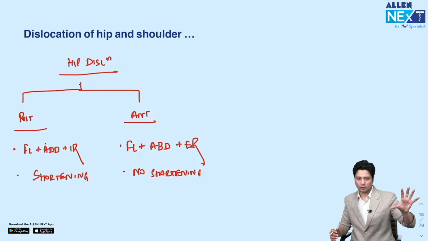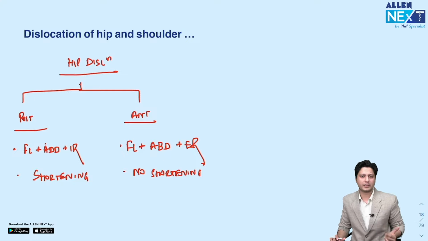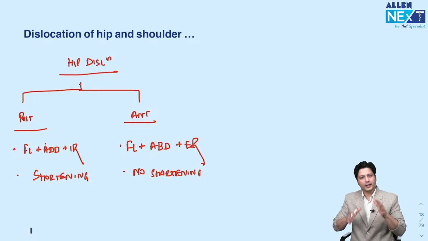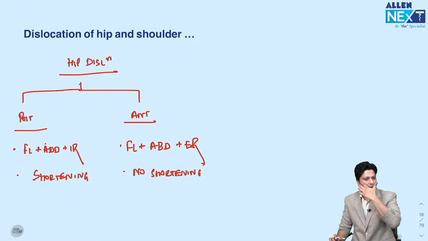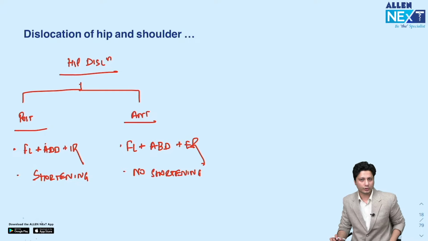ये हो गया hip dislocation के identification criteria. ये पूछा जाता है आपसे. They used to ask it, although it goes more in favor of NEET PG examination. But yes, this is the question which they have asked in 2018 and got repeated in 2020.